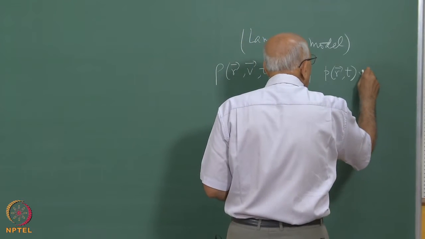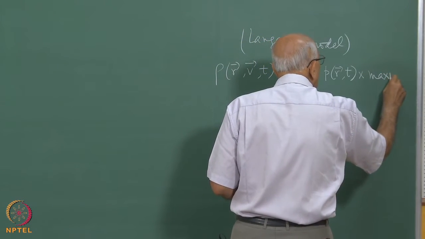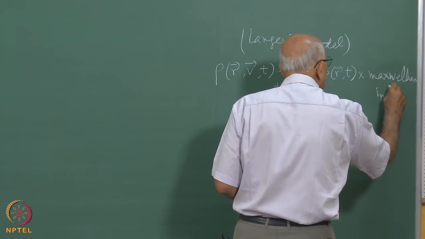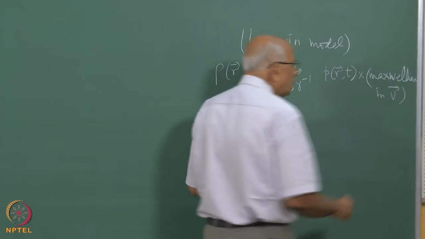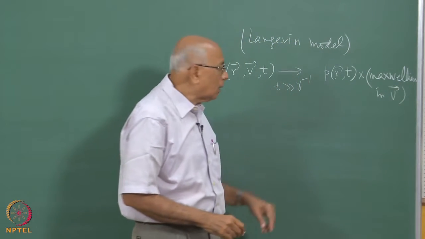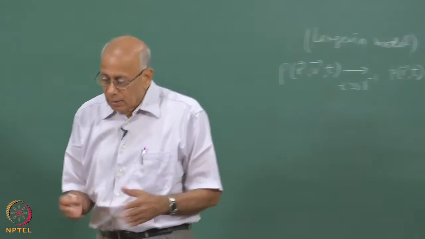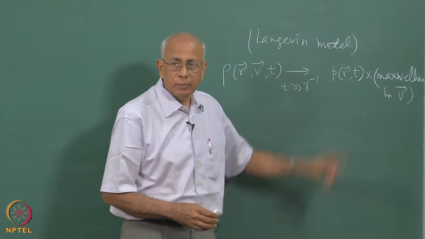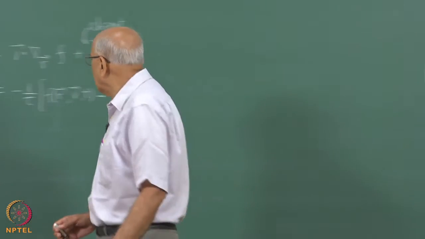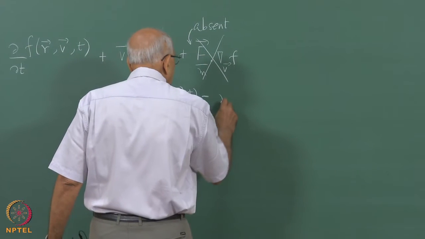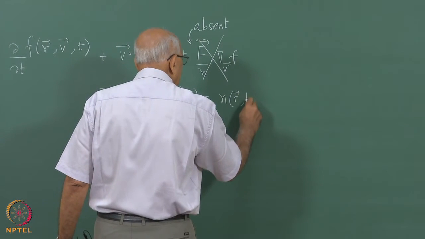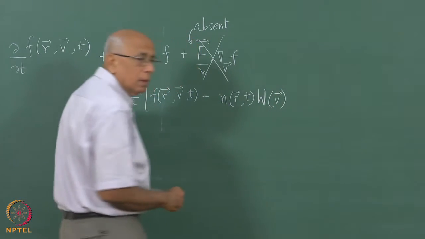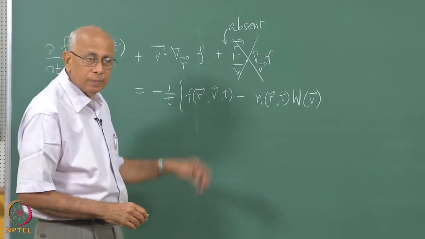In the velocity, that's what we discovered in the diffusion limit, and then we found out what's the equation satisfied by this quantity here. So it's in that spirit that this is being done. So what we need here is an n of r comma t times w of v, which is the Maxwellian distribution.